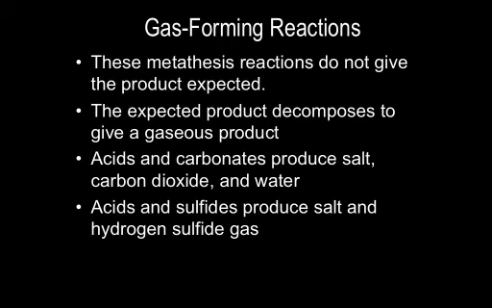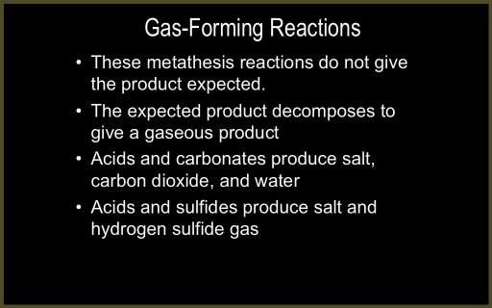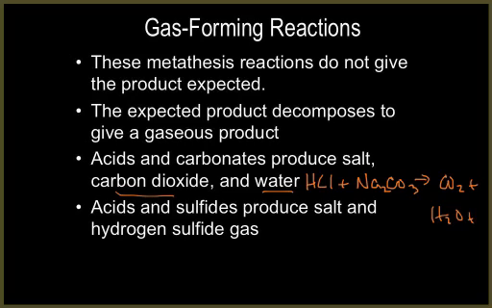So what happens here, if we look at two examples, let's start with this first one, the acid and the carbonate. So let's say we have HCl and sodium carbonate, and that would be Na2CO3. So what happens here is instead of just having those switch places, you get carbon dioxide and water as a product. So we know we have CO2, we know we have H2O, and then the other product is going to be sodium chloride, NaCl.